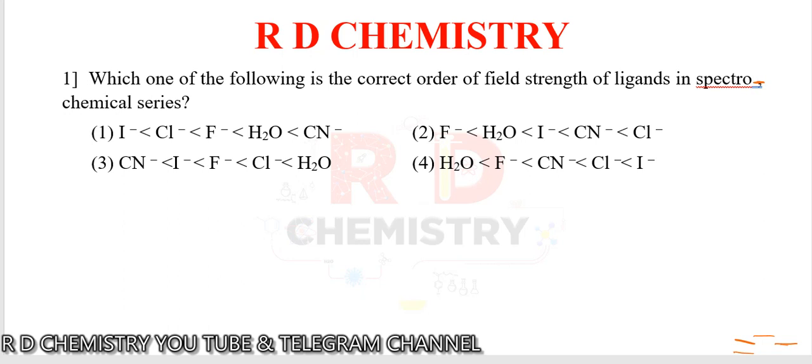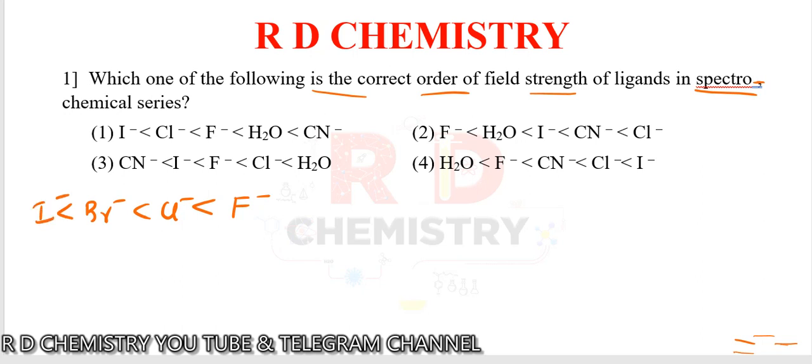Let us solve the questions. Question number 1. Which of the following is the correct order of field strength of ligands in spectrochemical series? They are given halogens, water and cyanido. In case of halogens, fluorido ligand is a stronger ligand compared to chlorido, compared to bromido, compared to iodido.